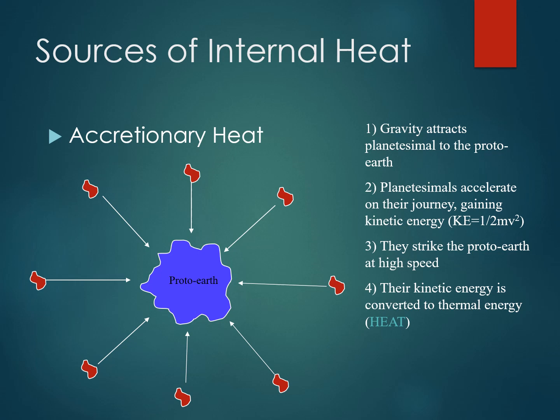One of the sources of Earth's internal heat is accretionary heat. Gravity attracts planetesimals to the proto-Earth. The planetesimals accelerate on their journey, gaining kinetic energy. As they strike the proto-Earth at a high speed, their kinetic energy is converted to thermal energy, which is heat.